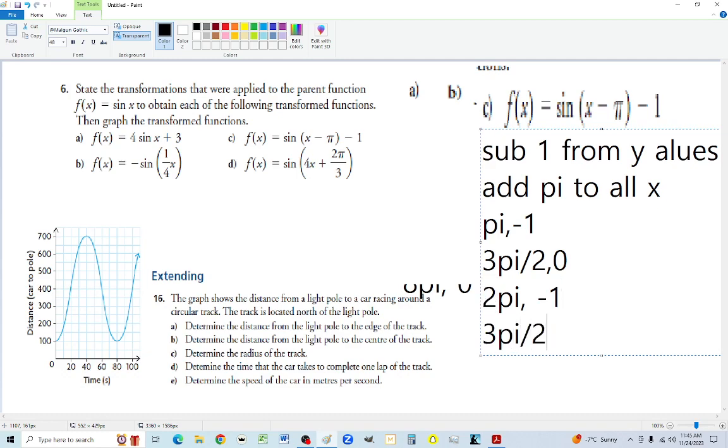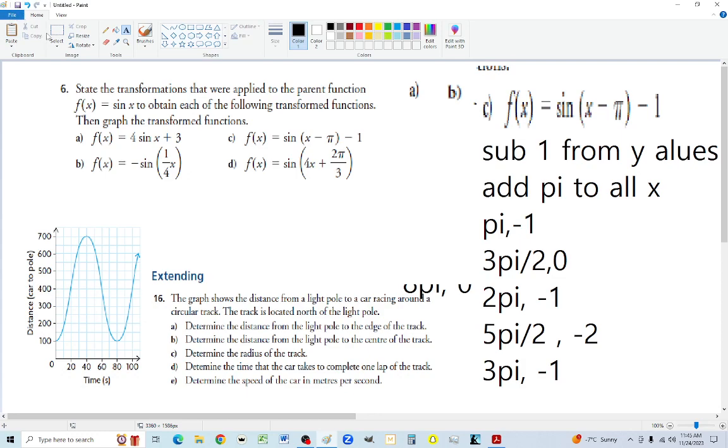If we look at 3 pi over 2, comma, minus 1, and we subtract 1 from it, we get minus 2. So finally it's going down. And if we add pi to this, it's 2 pi over 2, which is 5 pi over 2. Then finally to 2 pi, if we add pi to it, we get 3 pi. And it ends at 0 if we subtract 1. There. Now you have 5 major spots that you can plot. And all that's happened to this sine curve is it's moved to the right by pi, and it's gone down 1.